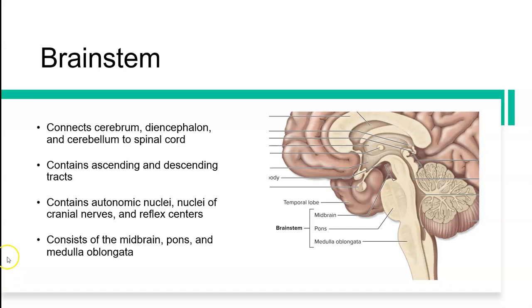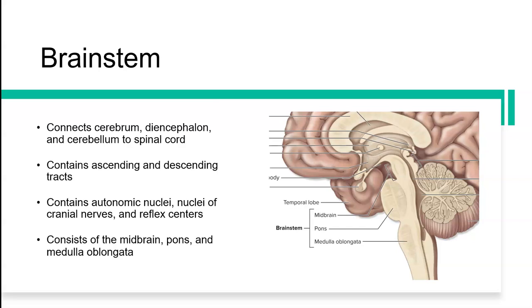The next area of the brain we'll look at is the brain stem. So it connects the cerebrum, the diencephalon, and the cerebellum to the spinal cord. The spinal cord is simply a continuation of the brain stem. The brain stem contains ascending and descending tracts, so information coming in, ascending, information going out, descending. It has autonomic nuclei, the nuclei of the cranial nerves and reflex centers. We'll look at a bit of this.